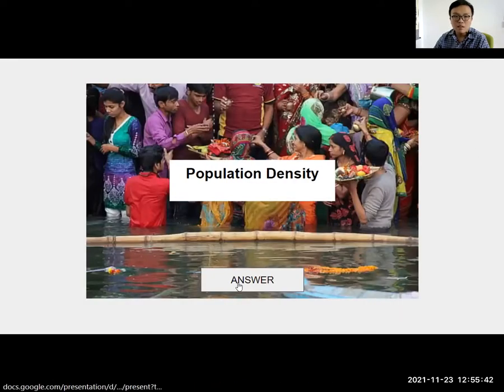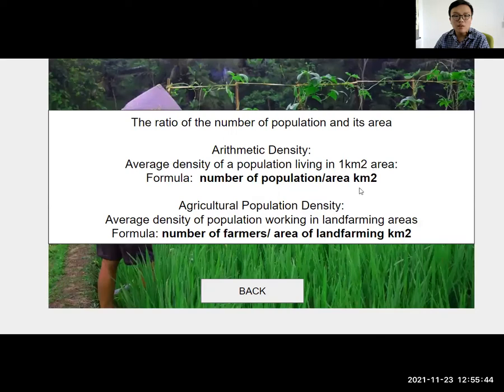Population density. It is the ratio of the number of population and its area. So it is divided into two. Arithmetic density, in which the average density of a population living in a 1 kilometer square area. The formula is number of population. So the total population living in a certain area divided by the area where they're living at, kilometer square.